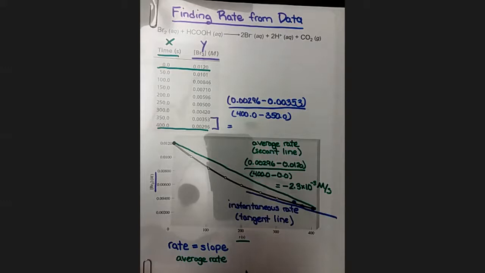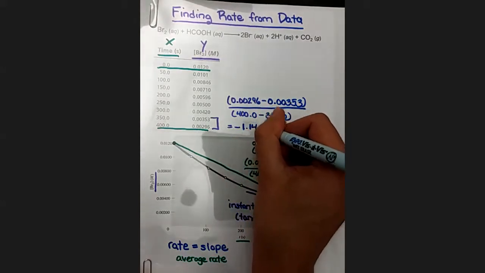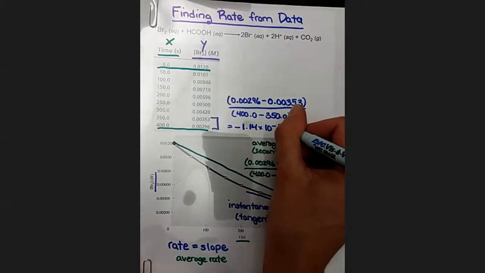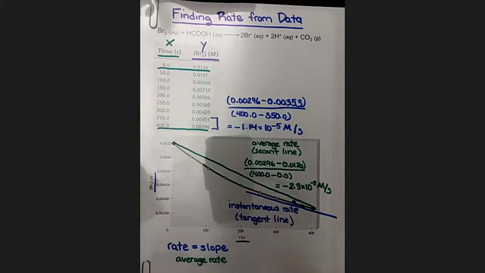And if you plug that in, you should arrive at negative 1.14 times 10 to the negative 5th molar per second. And if we compare those two numbers, this is a 10 to the negative 5th, and this number is 10 to the negative 3rd. Those slopes are different by a factor of 100. That is non-trivial. That is a pretty different slope. So you can see the reason why we'd like to do that.